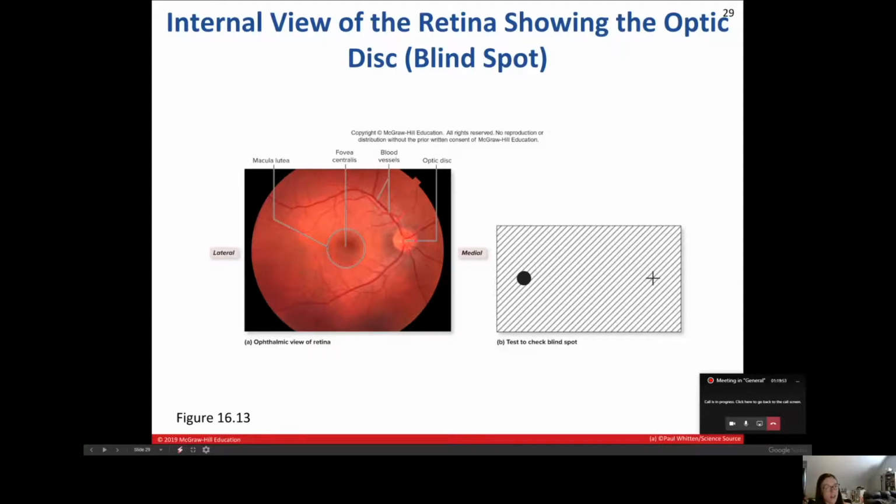They're all going to exit the back of the eye right here at the optic nerve, and the vessels are also going to exit there. So wherever the vessels are going, that's going to be the optic disc. And this is also the blind spot.